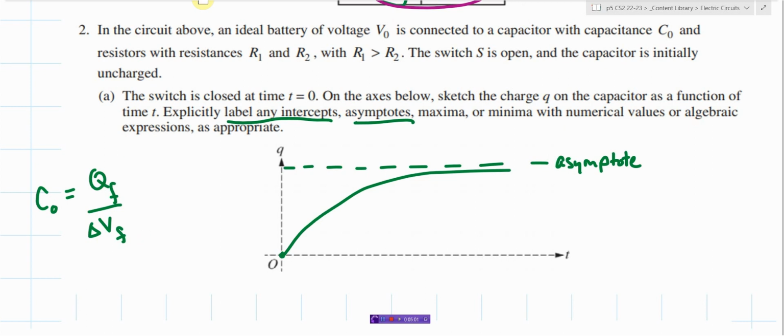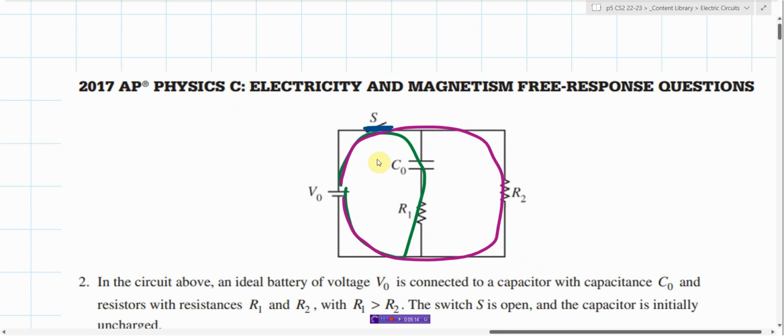So I just have to figure out what the final potential difference is across the plates, and that will get me what QF is, because QF is going to be C naught times the final potential across the plates. So if I look at the picture again, I want you to think about a really long time after this has been allowed to charge.